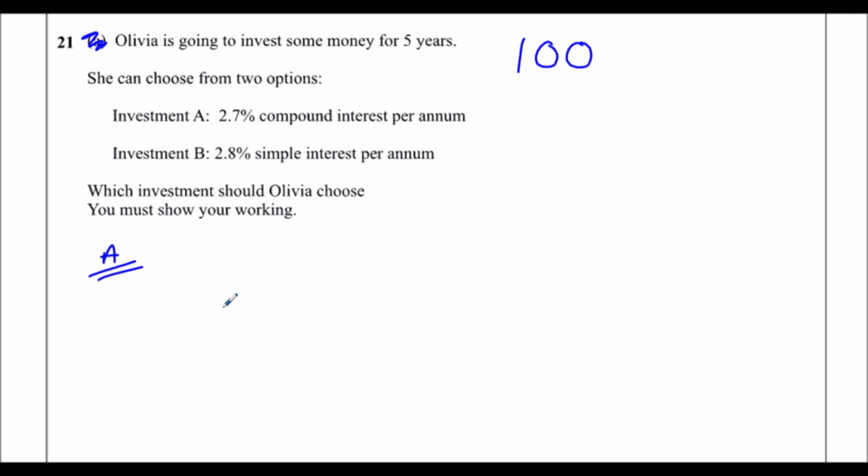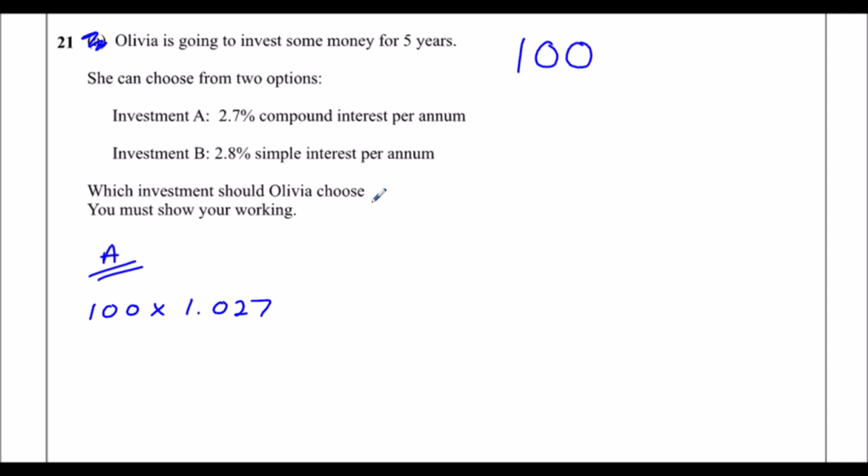So to do that in one calculation, we multiply by 1.027. So that's 102.7% as a decimal. So to add on 2.7%, we can multiply by 1.027. To add on 5%, we multiply by 1.05. To add on 6%, multiply by 1.06.